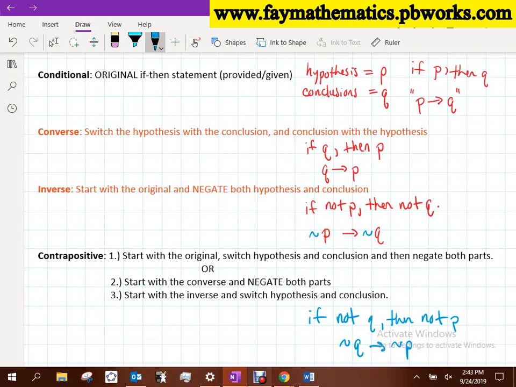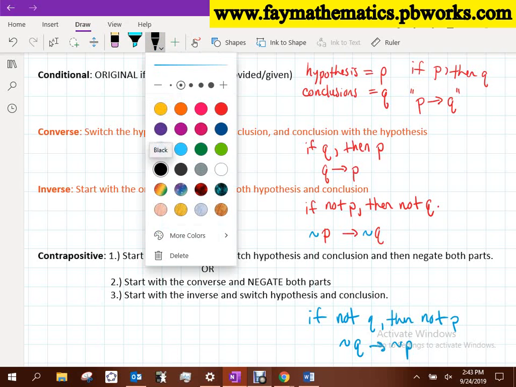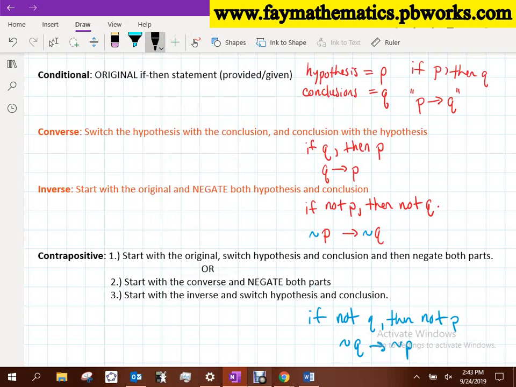Okay, so I want to come over here. I want to write some examples. We're going to do pretty easy ones, not too difficult. I'm just going to start with an original if-then statement. If the measure of angle A is 15, then angle A is acute. That's my original if-then statement that they're going to provide us with.